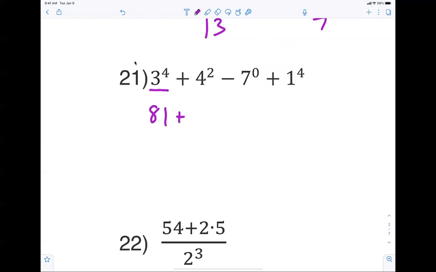81 plus what's 4 squared? 4 times 4. Which is? 16. All right. We talked about this. 7 to the 0 power. Anything to the 0 power is 1. And then what's 1 to the 4th? 1 times 1 times 1 times 1. Which is 1. So the 1 plus 1 and the minus 1 cancels out. So that's it. 14 plus 16. Which is?